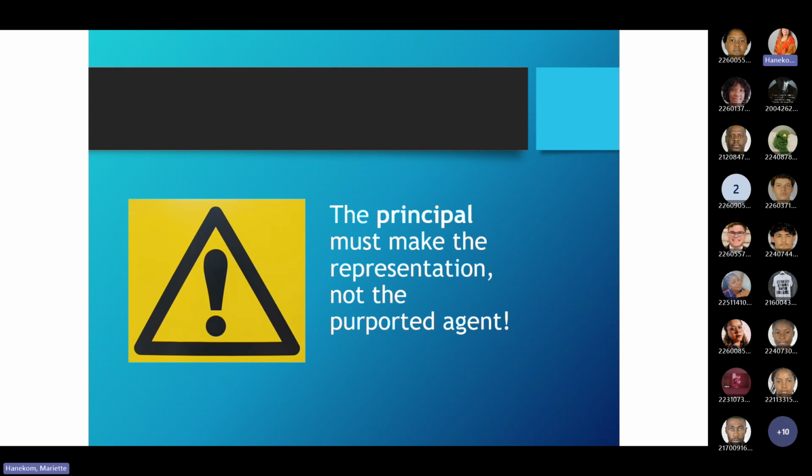He goes to the shopkeeper and says, I'm buying this for Miss Hanekom, she'll come and pay tomorrow. He brings it to me. I say to him, no, Roland, I don't eat meat. I don't want this. I'm not going to pay for it. Then the shopkeeper cannot hold me liable, because then it was you that created the false impression, not me.